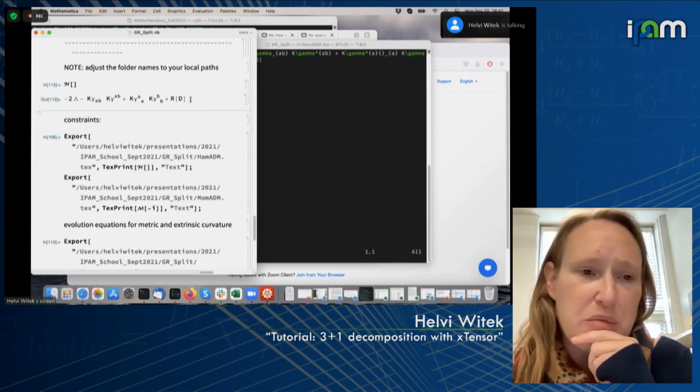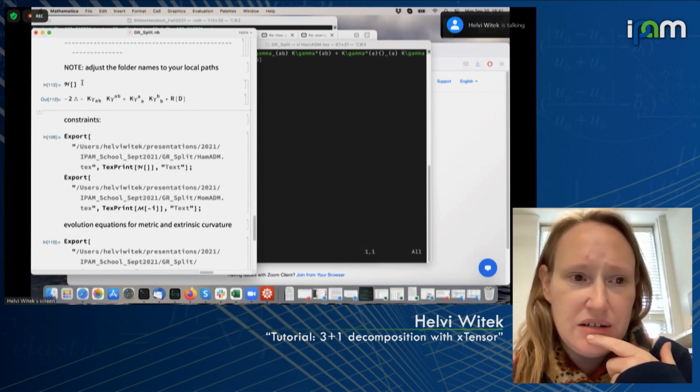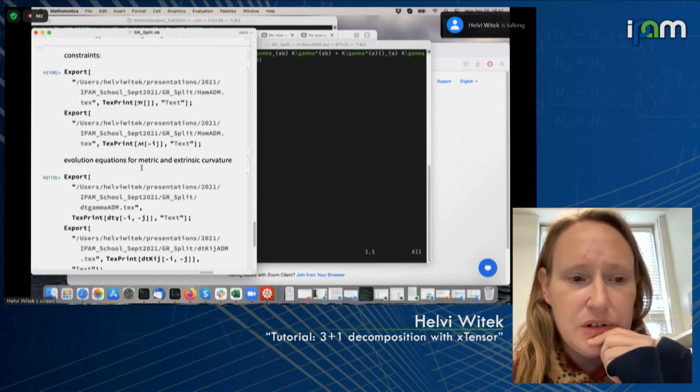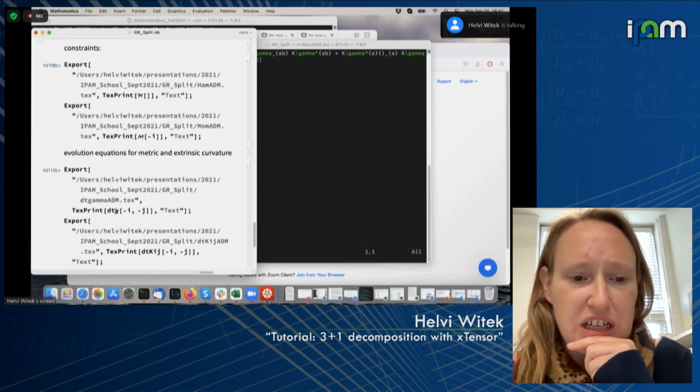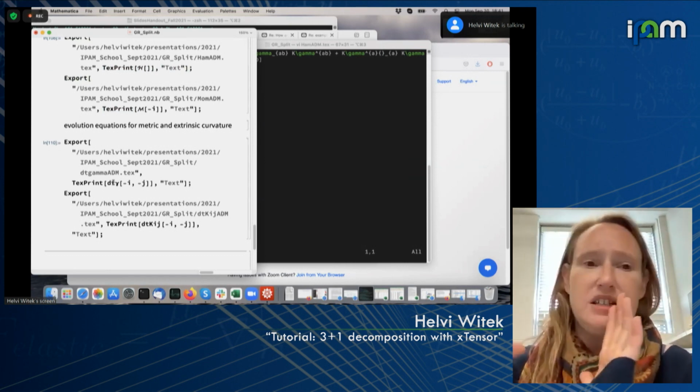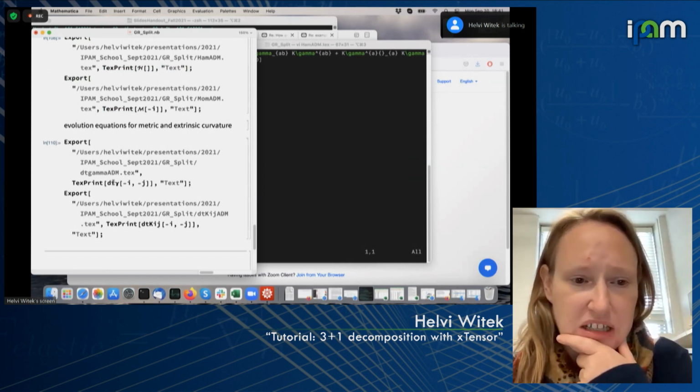And again, maybe to remember, at least for me, all the expressions. So we have the constraints here, and then for the time evolution equations, what I have is essentially just the right-hand side of my equations. So this is what you would get here in the example.